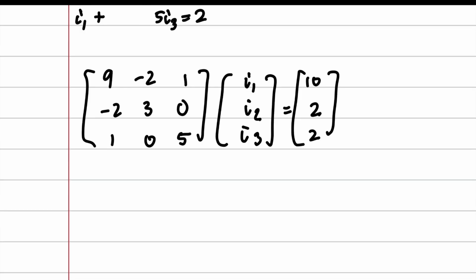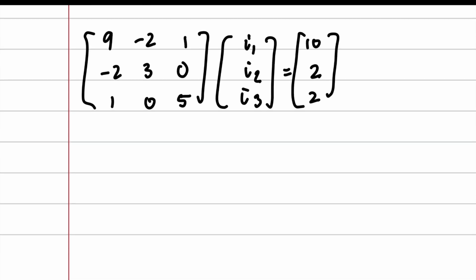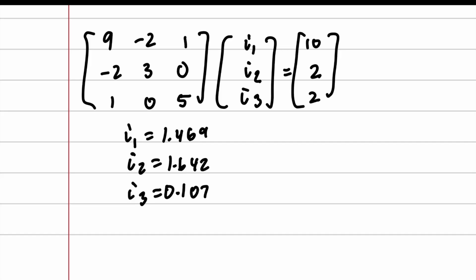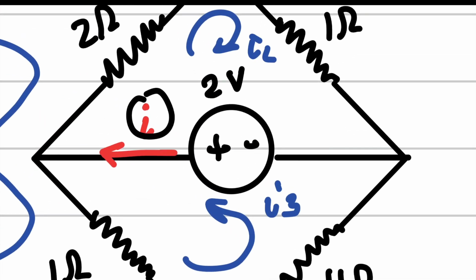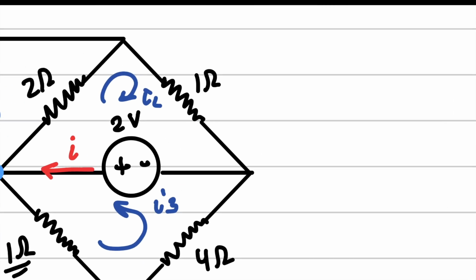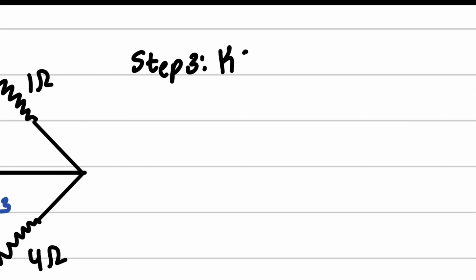And if we put this all in the calculator, we get I1 is equal to 1.469, I2 is equal to 1.642, and I3 is equal to 0.107. And I bet you guys can guess, these are not the answers. We are looking for I, okay? So what are we going to do? Well, we're going to do KCL at this node right here. So step 3. I guess you can say KCL or answer, whatever you want.